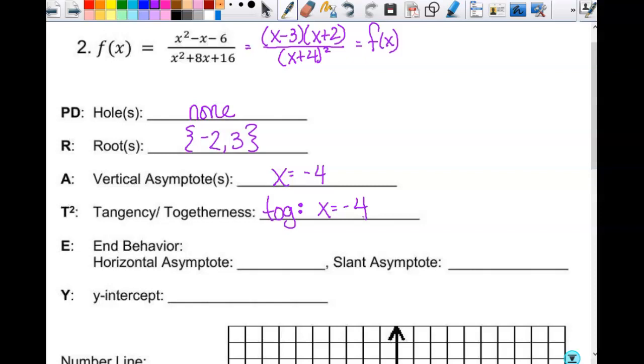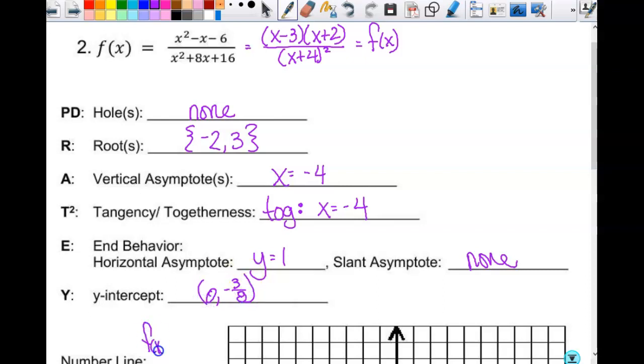So horizontal asymptotes, do I have any? Or do I have one, rather? Yes. It's y equals 1 because they're tied in degree, and that is the ratio, which means we're not going to have a slant asymptote. Okay. Y-intercept. You had -6/16, which is then what? -3/8.